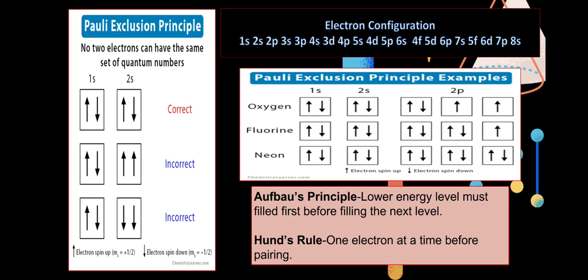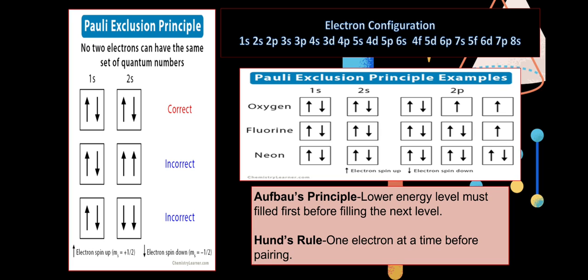Okay, so tingnan natin dito sa example natin. Ang oxygen ay may 8 electron. So paano ba ang tamang pag-fill in ng spin? Sa oxygen, may 8 na electron. Kaya, ang electron configuration ay 1s2, 2s2, 2p4. Ang sabi sa Aufbau principle, lower level must fill before filling the next level. At sa Hund's rule naman, 1 electron at a time before pairing. So actually, pareho lang ang sinasabi nila.